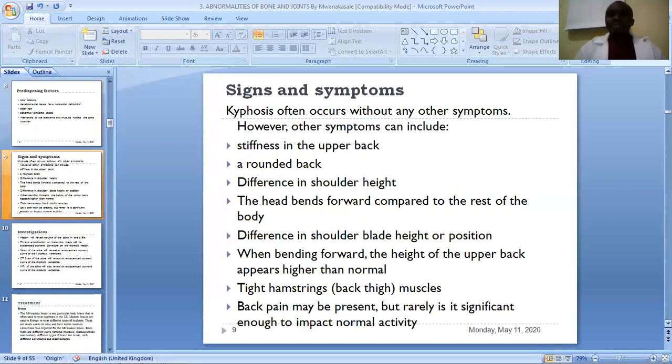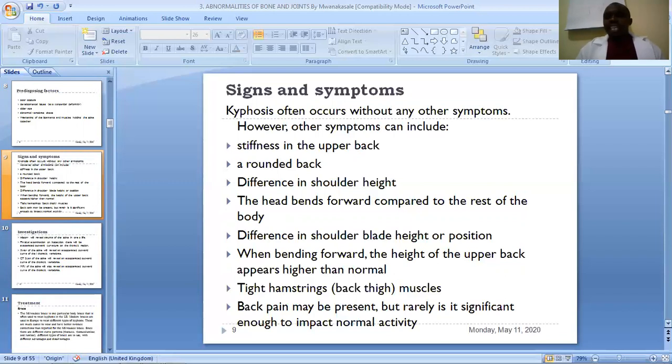Now, what are the signs and symptoms of kyphosis? Kyphosis often occurs without any other symptom. However, other symptoms can include: 1, stiffness in the upper back. 2, the patient with kyphosis may present with a rounded back. 3, there will be a difference in shoulder height. One shoulder will appear to be a little bit inferiorly positioned to the other. The head bends forward compared to the rest of the body. Even when you ask them to stand nicely in anatomical position, you still see the head protruding.